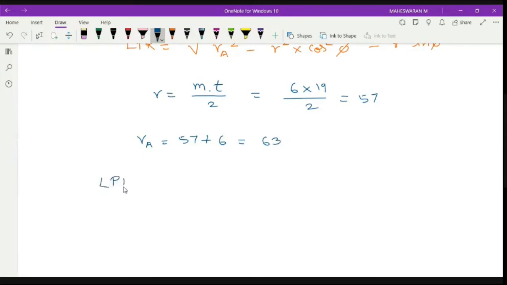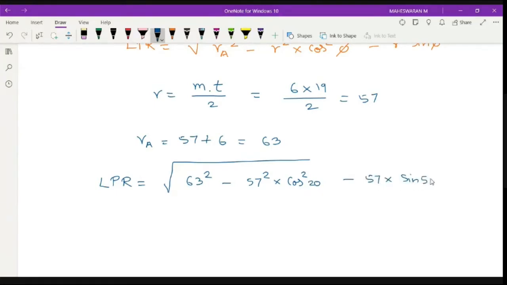Now LPR is equal to root of RA square, 63 square, minus 57 square into cos square phi, minus 57 sin 20. So when we do this, it is coming as 13.6720. Thank you. So we get our LPR as this. The length of path of contact, the sum of both, is coming as 29.4066.